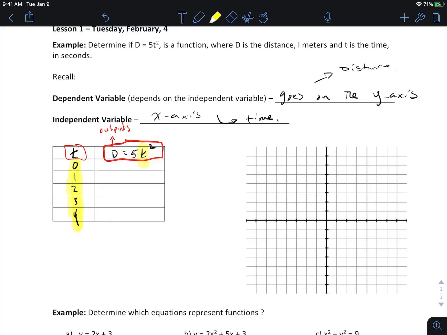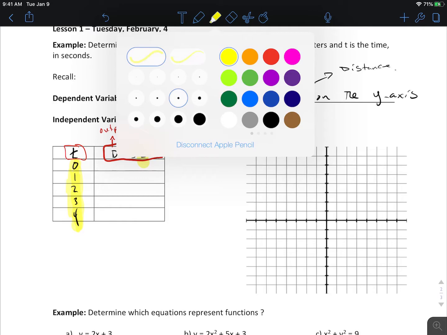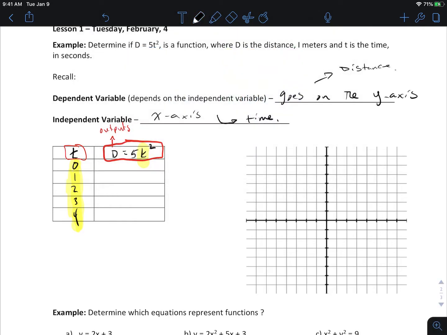And then we got outputs when we inputted the t values into the equation. So we're going to fill out this table and we're going to get values for d based on the t values that we plug in, right? So a little aside work, we'll plug in the first value of 0 into t. 0 squared is 0 times 5. It's just going to be 0, right? So the first value is going to be 0.